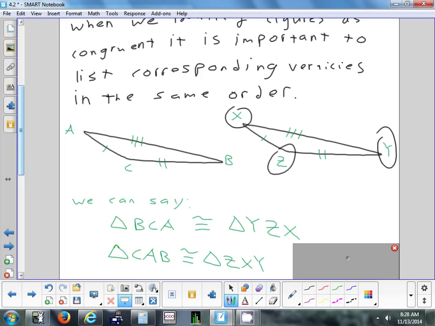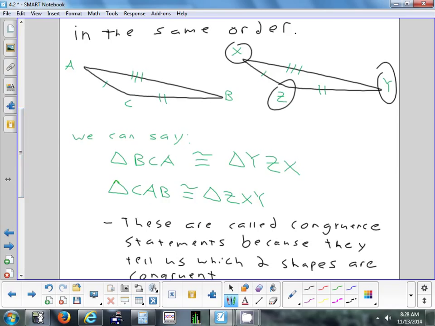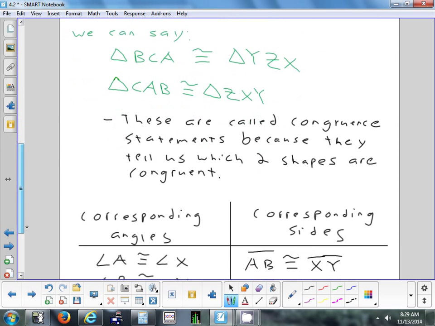You're saying two triangles are congruent. We've done these before with angles. Okay, we've done it with side lengths. Now we're doing it with a shape. So we say these two triangles are congruent. These are congruent statements because they tell you which two shapes are congruent. And if you list the letters correctly, I don't even need to look at the pictures to be able to tell you what's congruent. I can tell you that CA is congruent to ZX, AB is congruent to XY, and CB is congruent to ZY. All you have to do is match up the letters in the same spots, left to right.